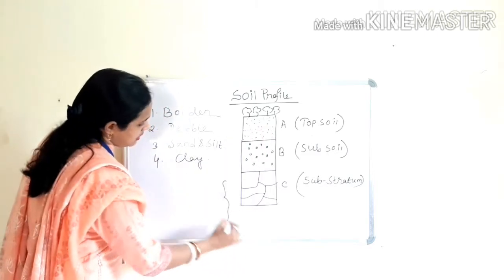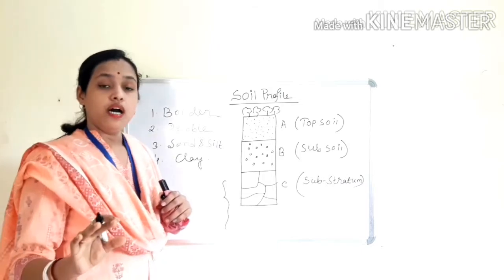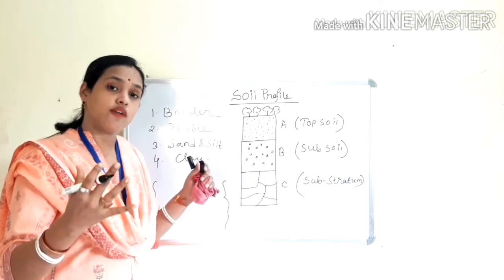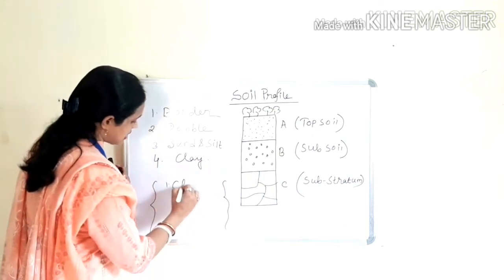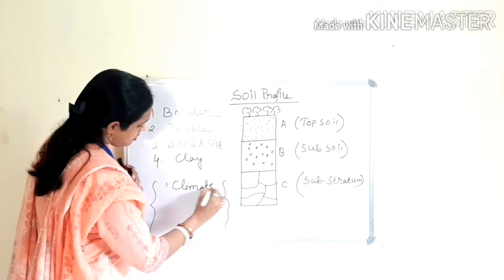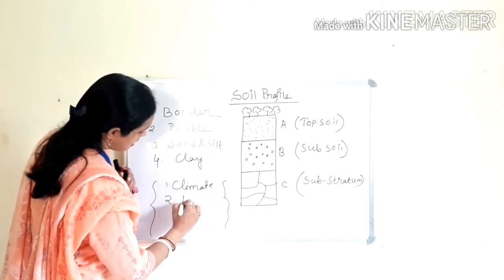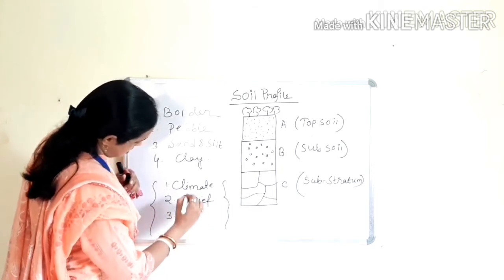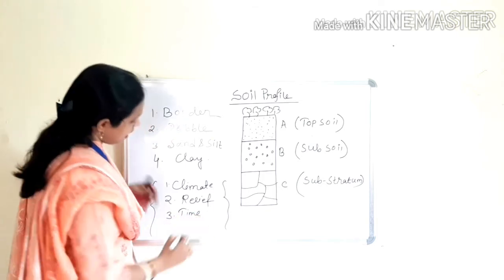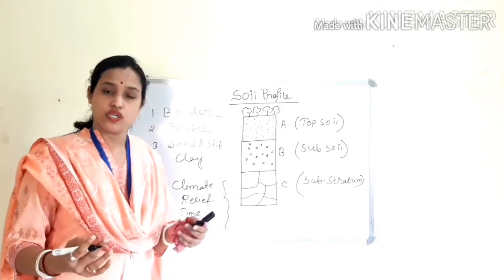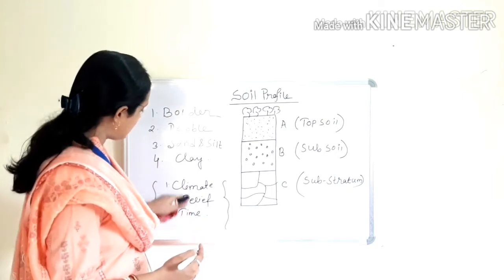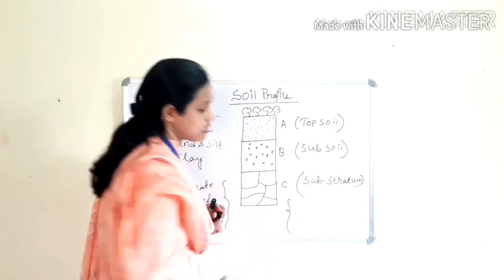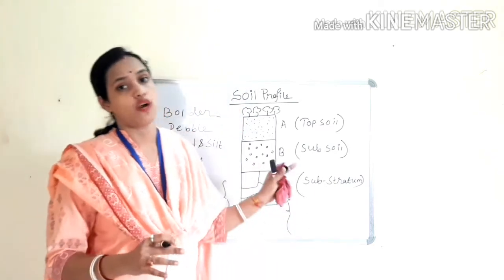Next, here I present some factors which are involved in the soil forming process. First one is climate. Second one is relief. And third one is time. There are many factors responsible for soil formation, but presently I am just presenting 3 important factors.